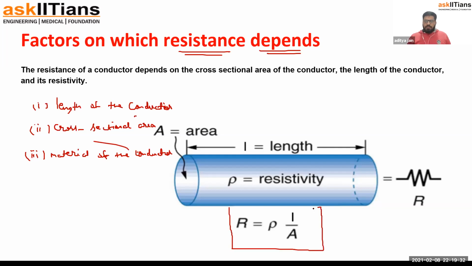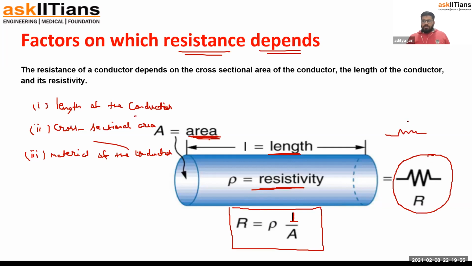one. R equals rho L by A, where rho is known as resistivity, L is known as length, and A is known as cross-sectional area of the conductor. Okay, so this is the symbol we basically use to represent resistance, this zigzag line like this. This is resistance R. Okay, so R equals rho L by A, where rho is resistivity.